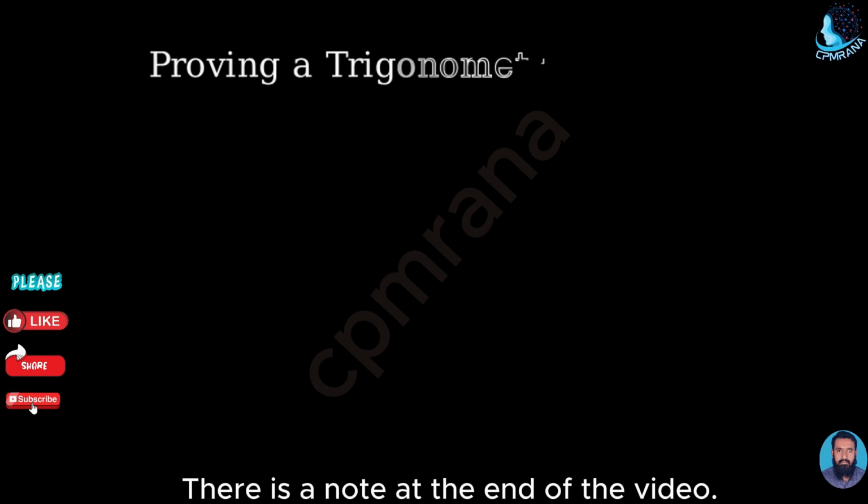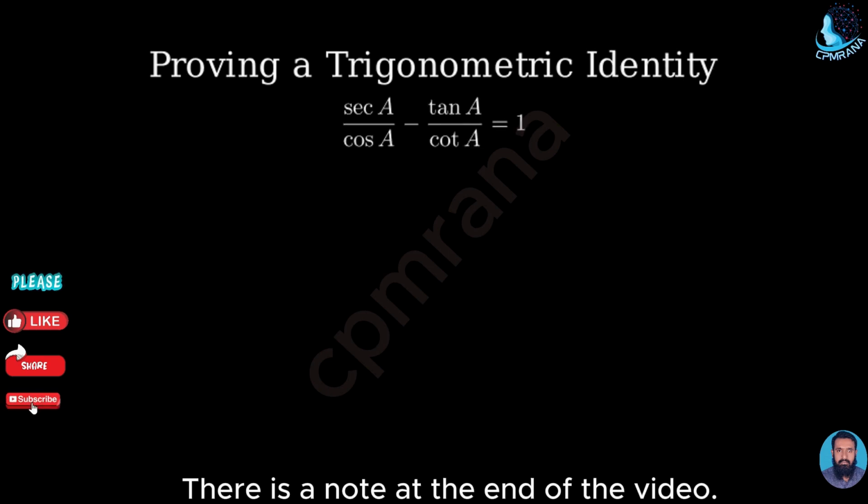Let's prove the trigonometric identity that secant A over cosine A minus tangent A over cotangent A equals 1. We'll break this down step by step and use some key trigonometric relationships along the way. Before we begin the proof, let's review some key relationships using the unit circle.